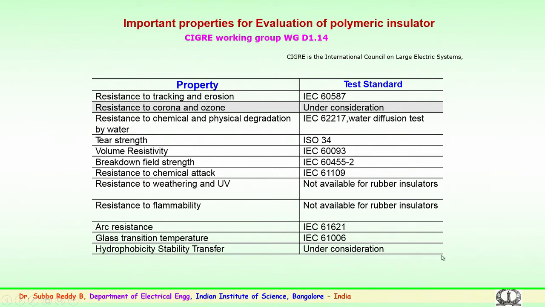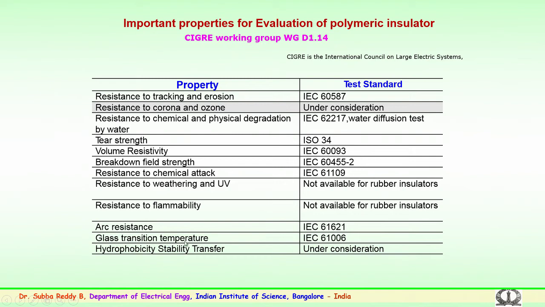Similarly, for resistance to flammability and resistance to weathering and UV, that is climatic aging or performance of these insulators under climatic conditions, the standards are not yet available. So, CIGRE and many researchers across the globe are working in this area, suggesting many methods to be followed before the process is standardized. The arc resistance during surface discharge arcs is again specified for low, medium and high voltage arcing, which is specified in IEC 61621.